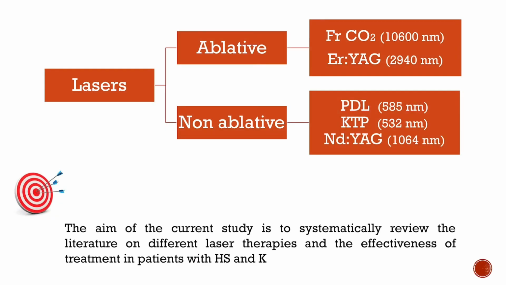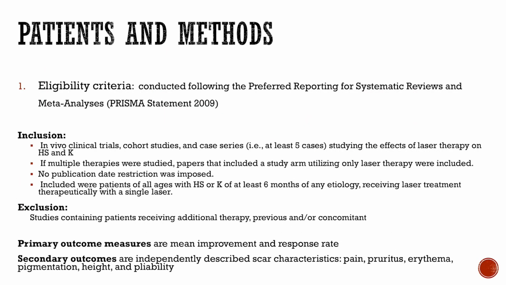Starting with the eligibility criteria, this study was conducted following the PRISMA statement. Now, PRISMA is Preferred Reporting Items for Systematic Reviews and Meta-Analyses, which is the reporting guideline for doing systematic reviews. The inclusion criteria were in vivo clinical trials, cohort studies, and case series which had at least 5 cases studying the effects of laser therapy on hypertrophic scars and keloids. If multiple therapies were studied, the papers that included a study arm utilizing only laser therapy were included. No publication date restrictions were there.